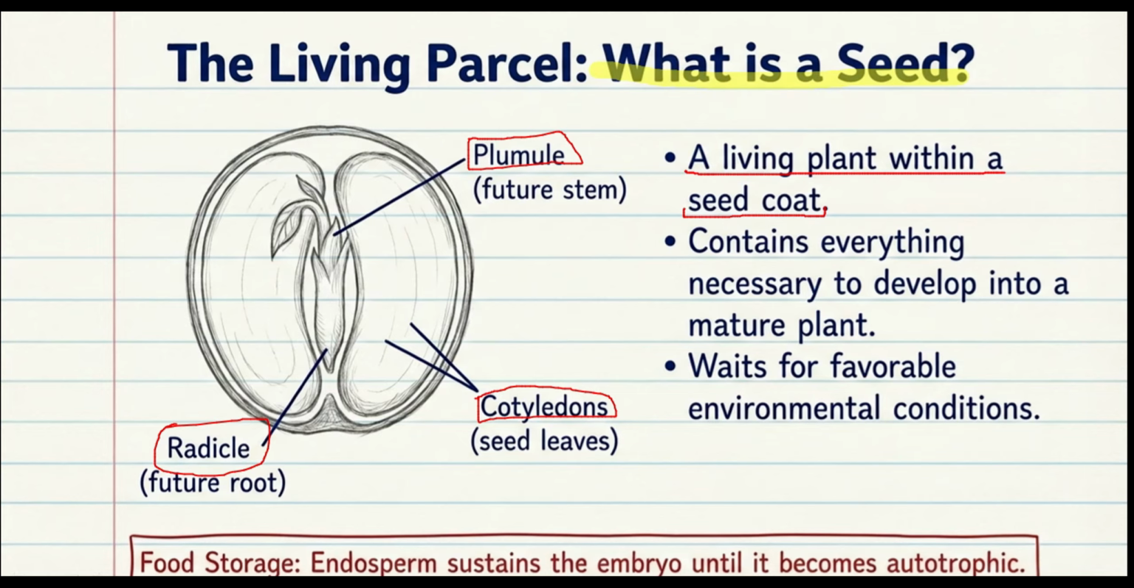The embryo is surrounded by a protective outer covering called the seed coat, which protects it from mechanical injury, desiccation, and infection. Inside the seed, there is stored food, usually present in the endosperm or in the cotyledons. This stored reserve provides nourishment to the embryo until the young plant becomes capable of photosynthesis and independent food production.